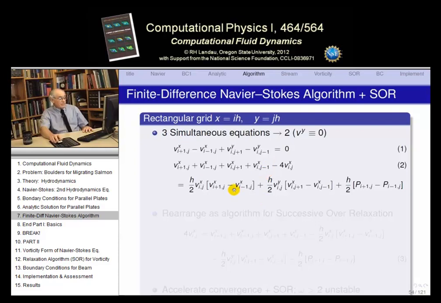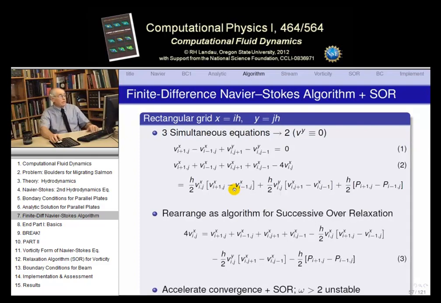Okay, so here we have two equations left, and we need to rewrite them as an algorithm for successive over-relaxation. So what we have here is equation three is our algorithm, and what it's saying is, okay, we're solving for the velocity, here the x component of velocity only, at i and j. So here is our grid values. Let's say this is x, and y is here. And this is our point i, j.